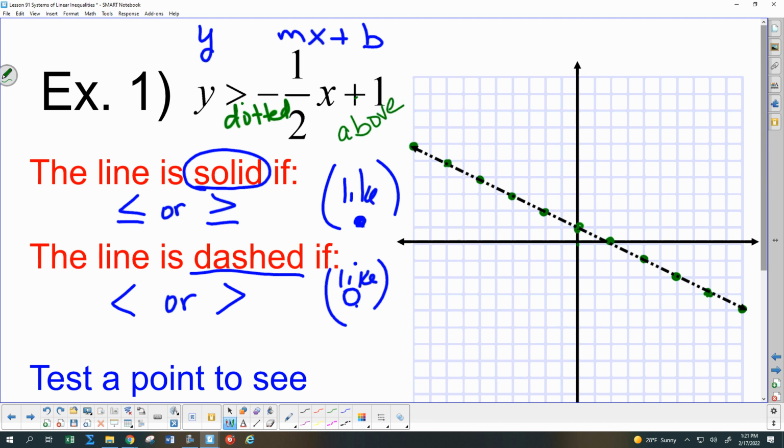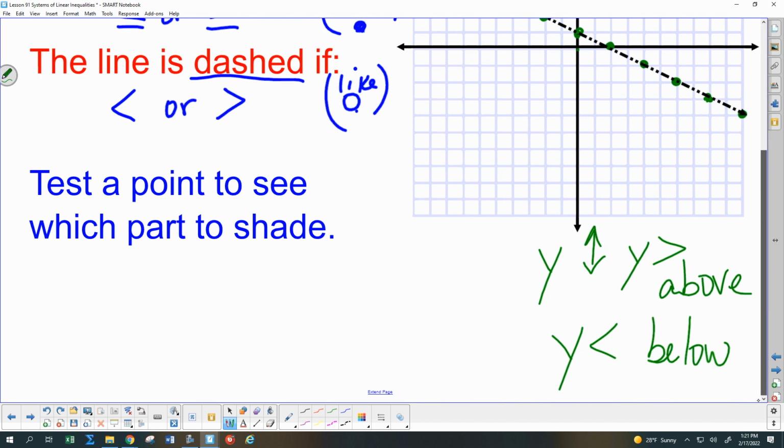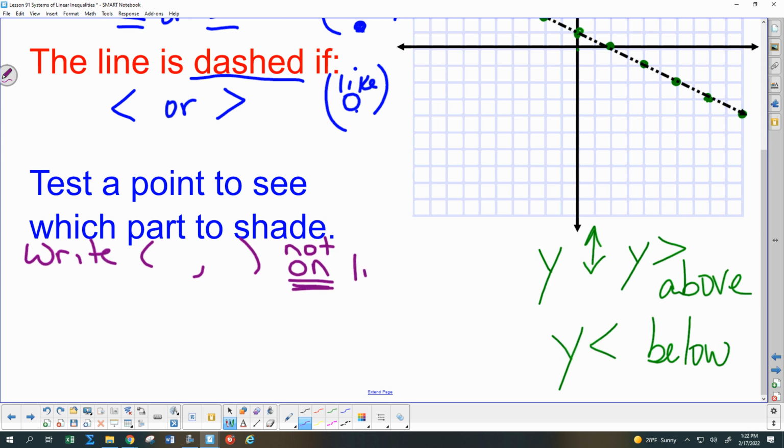For a test point, for every single one of these inequalities, I need you to write which point you are picking and show the work on it. It is important that it is not on the line, even if it says greater than or equal or less than or equal. We're trying to figure out which side of the line. On the line is always going to be equal and make it true. So we need something not on the line.